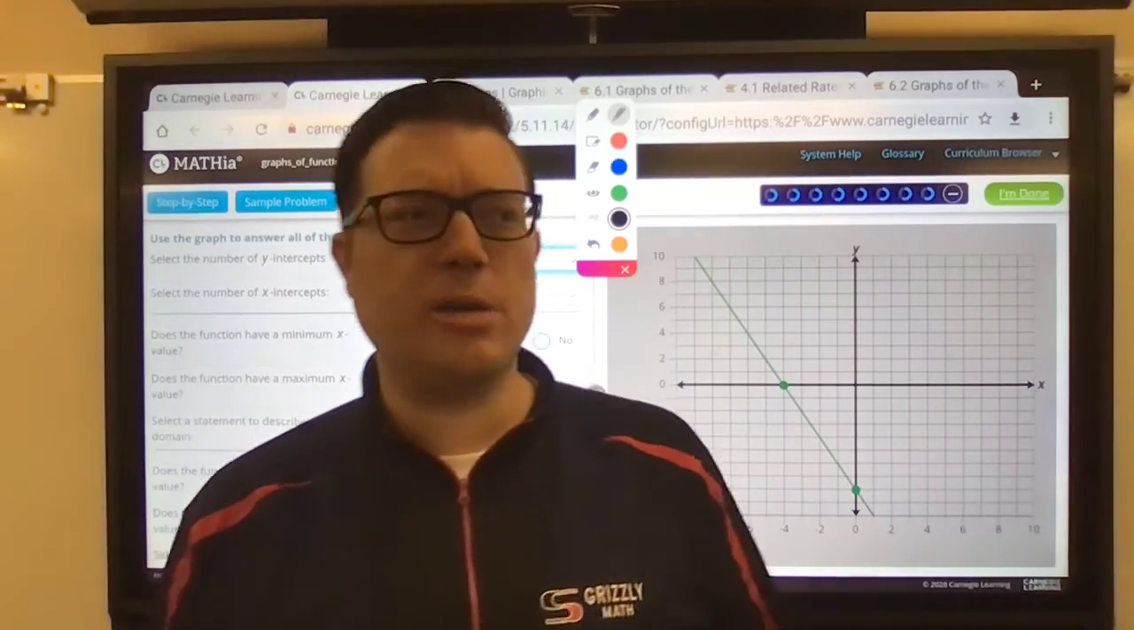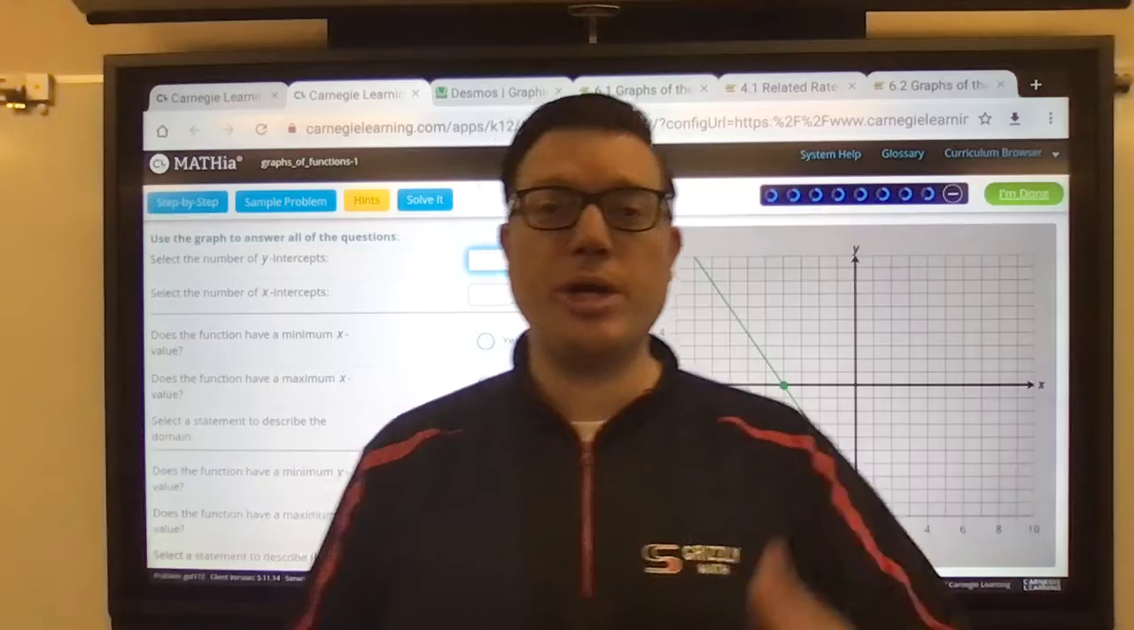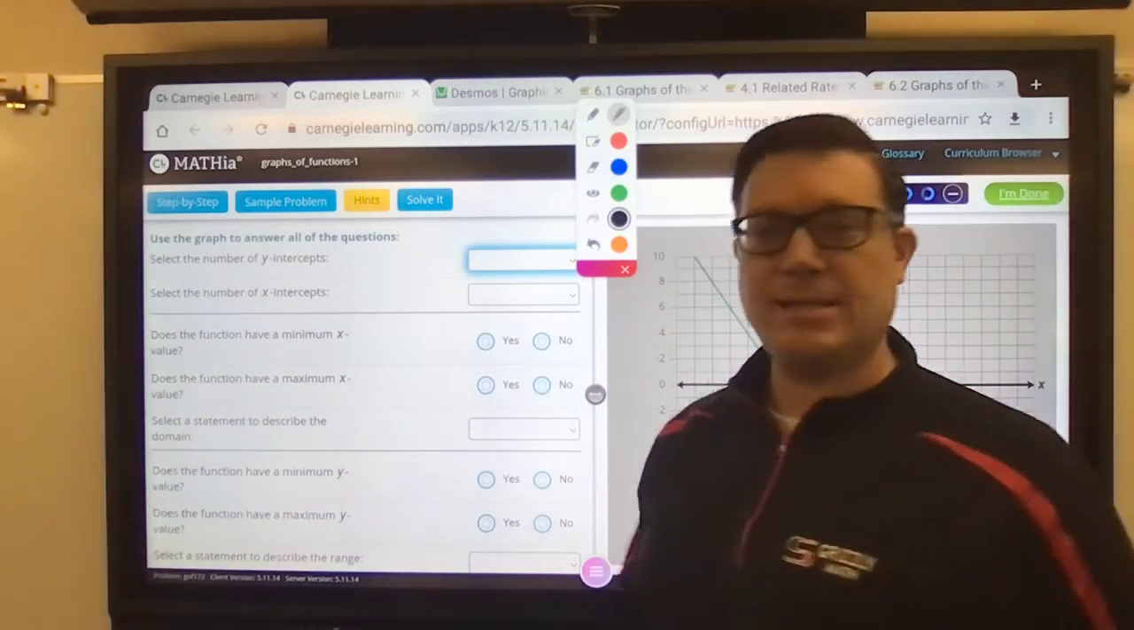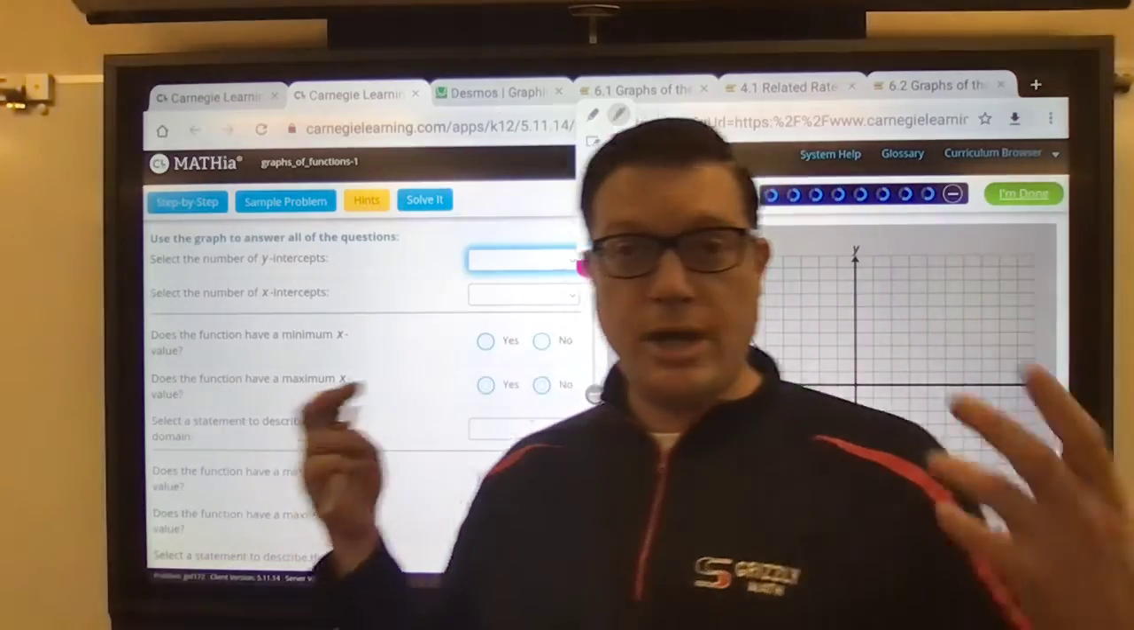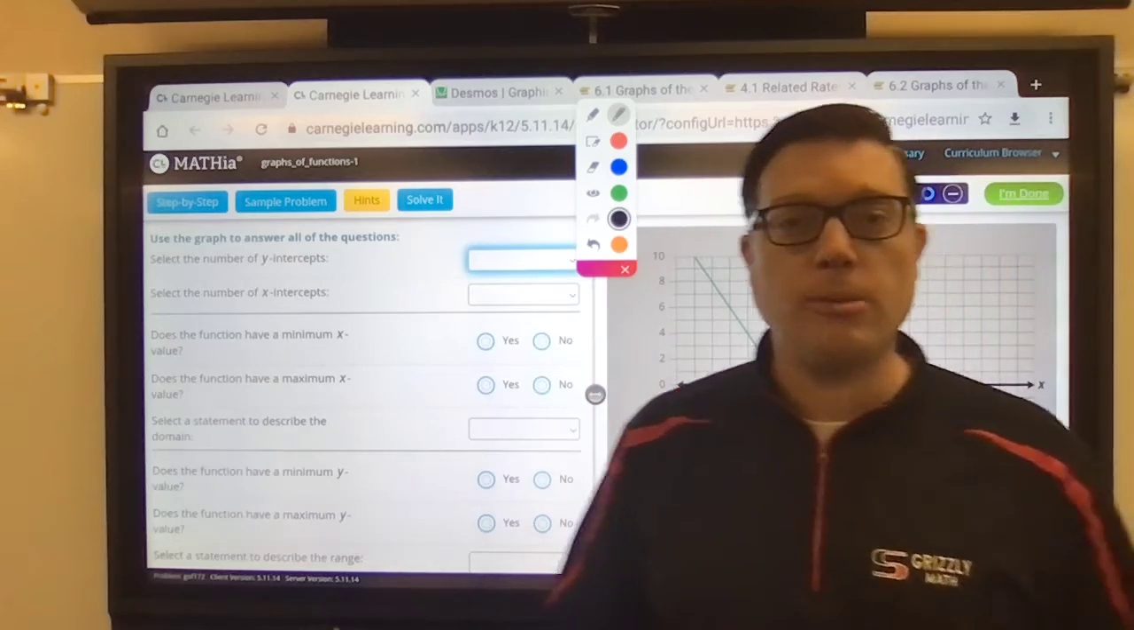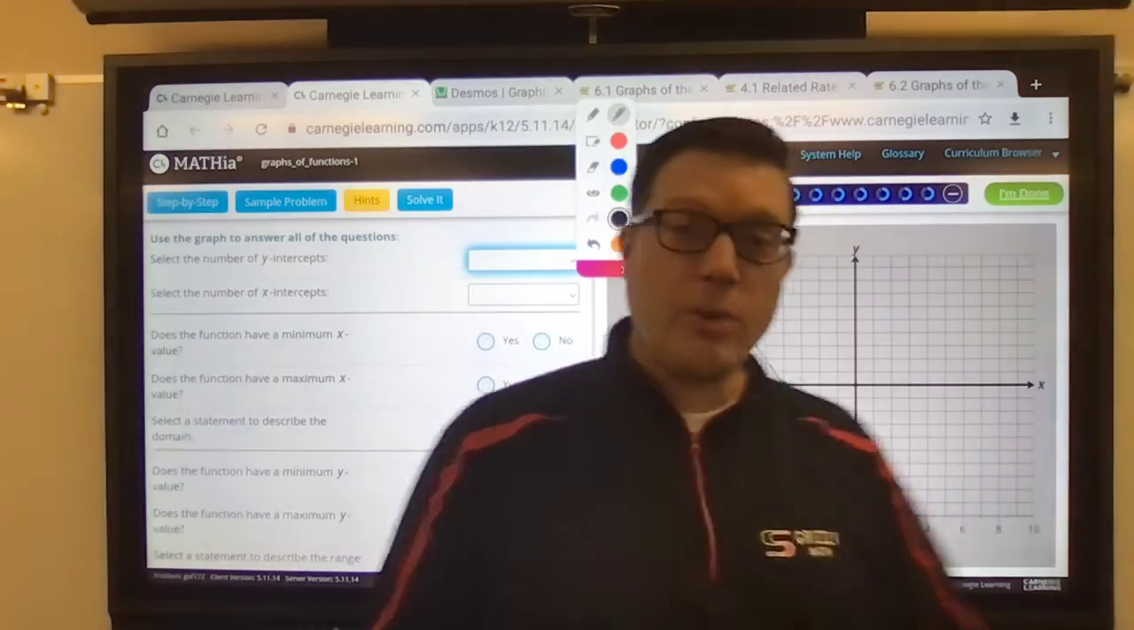This really is going to be just everything that was in parts 1, 2, and 3, but without going through what MATHia has to say. If you want more detail on the explanation for these 3 parts of the MATHia problem, go look at part 1, 2, or 3. Here we've got a linear function.